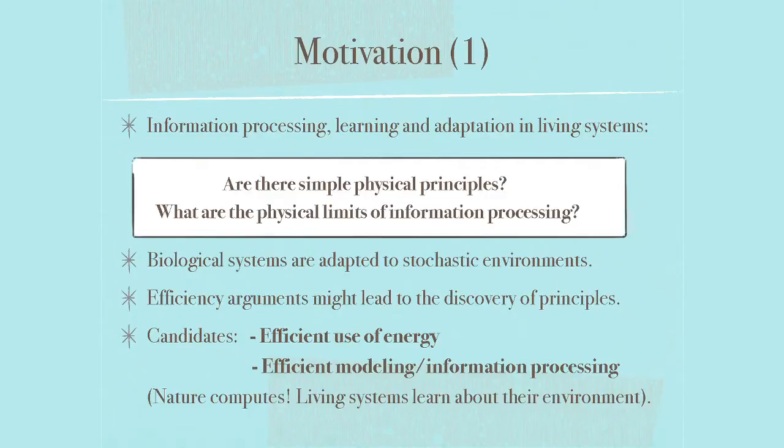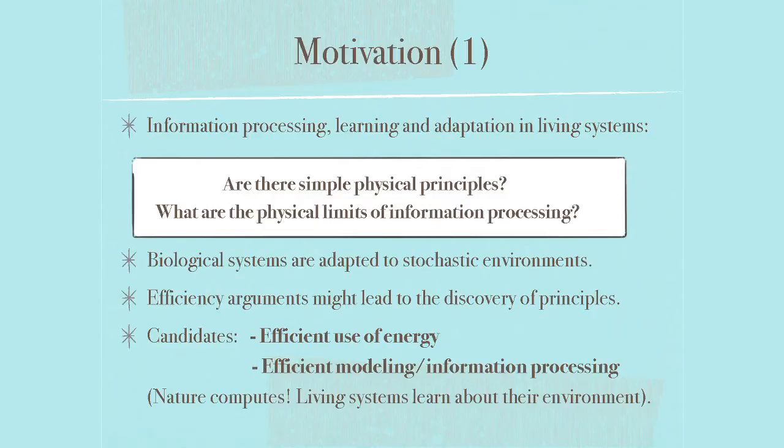First part of the motivation would be to ask about information processing and learning and adaptation in living systems. So one thing that's kind of a dream is, are there any simple physical principles underlying the apparent magnitude of the effects and events in biology? At first glance, there's really a lot to be understood and summarized, and maybe there are some simple principles that combine all of these different effects? And this is closely connected to the question of what are the physical limits.